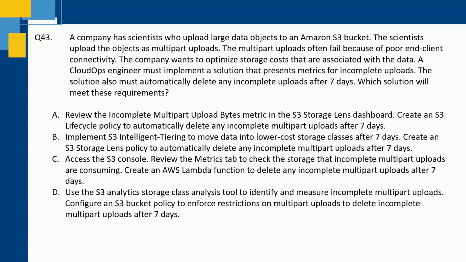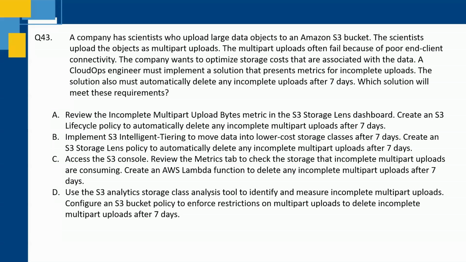The third option is access the S3 console. Review the metrics tab to check the storage that incomplete multi-part uploads are consuming. Create an AWS Lambda function to delete any incomplete multi-part uploads after 7 days. And finally, use the S3 Analytics storage class analysis tool to identify and measure incomplete multi-part uploads. Configure an S3 bucket policy to enforce restrictions on multi-part uploads to delete incomplete multi-part uploads after 7 days.